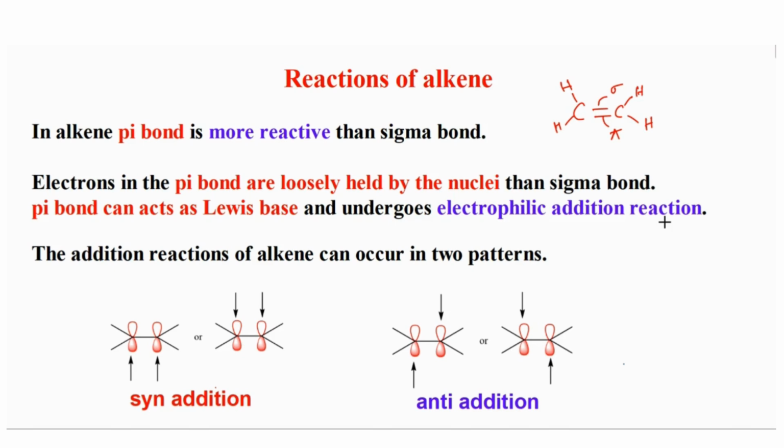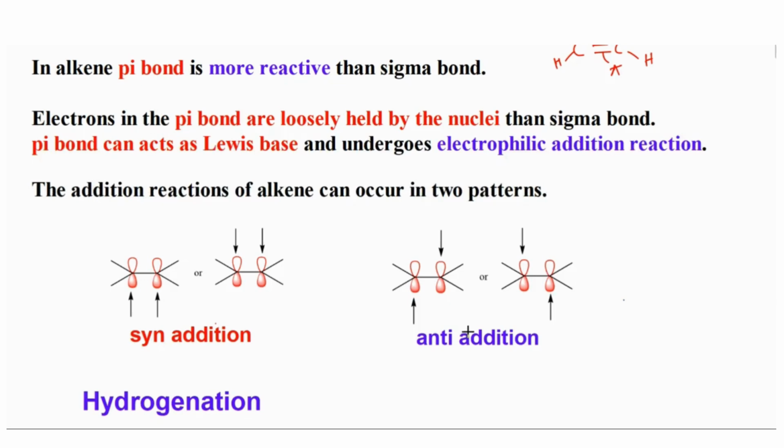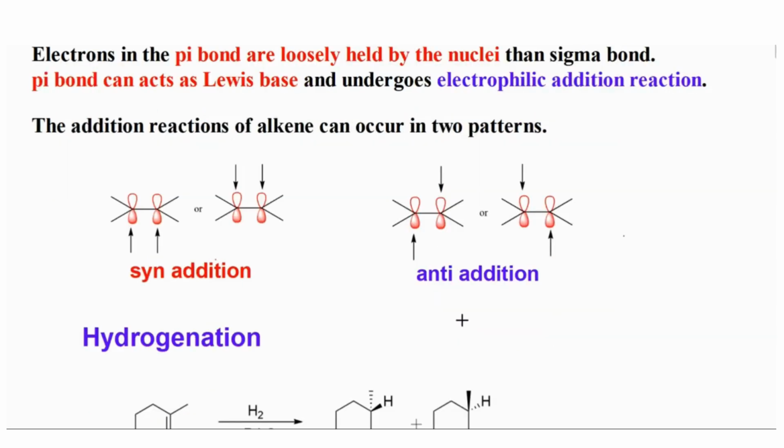Now, how is this electrophilic addition reaction going to take place? That may occur in two patterns. For example, you see this is the p orbital. Listen carefully, these are the unhybridized p orbitals. Here both the atoms can add at the same side, maybe below the plane, or maybe above the plane. It may be either side, both will occur at the same side, either this way or this way.